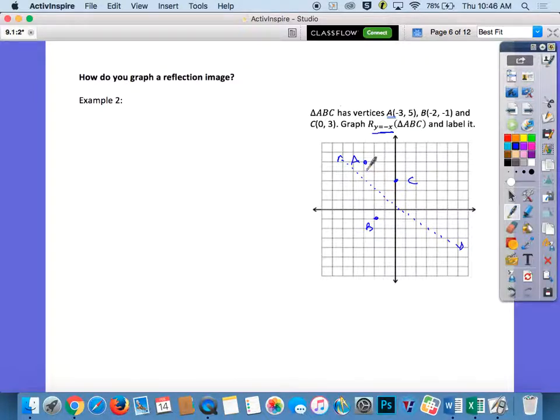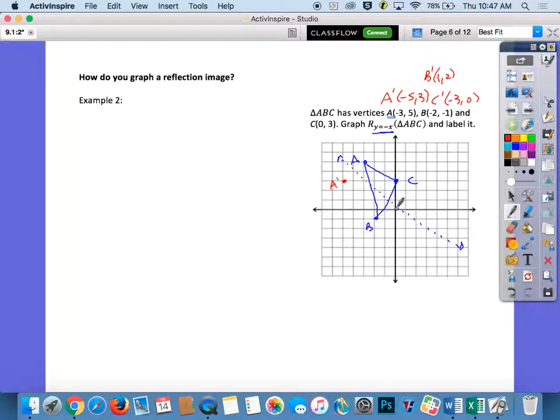So those are a little bit harder to eyeball. And in this case, we're going to use our pattern that we have. So A prime, we're going to switch it and negate it, is going to be -5, 3. B prime is going to be 1, 2. And C prime is going to become -3, 0. Again, I switched it and negated it. So let's see here what we got. 1, 2, 3, 4, 5. 1, 2, 3. There's your A prime right there.